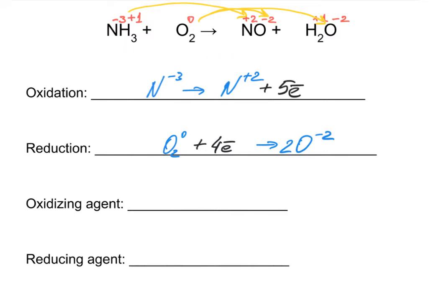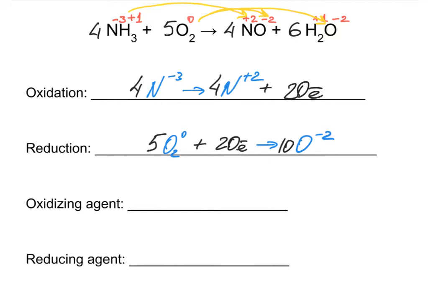The least common multiple of 5 and 4 would be 20. Let's multiply the oxidation half reaction by 4 and the reduction half reaction by 5. Now I have 20 electrons lost and 20 electrons received. What is left for me is to transfer my coefficients into my overall reaction.